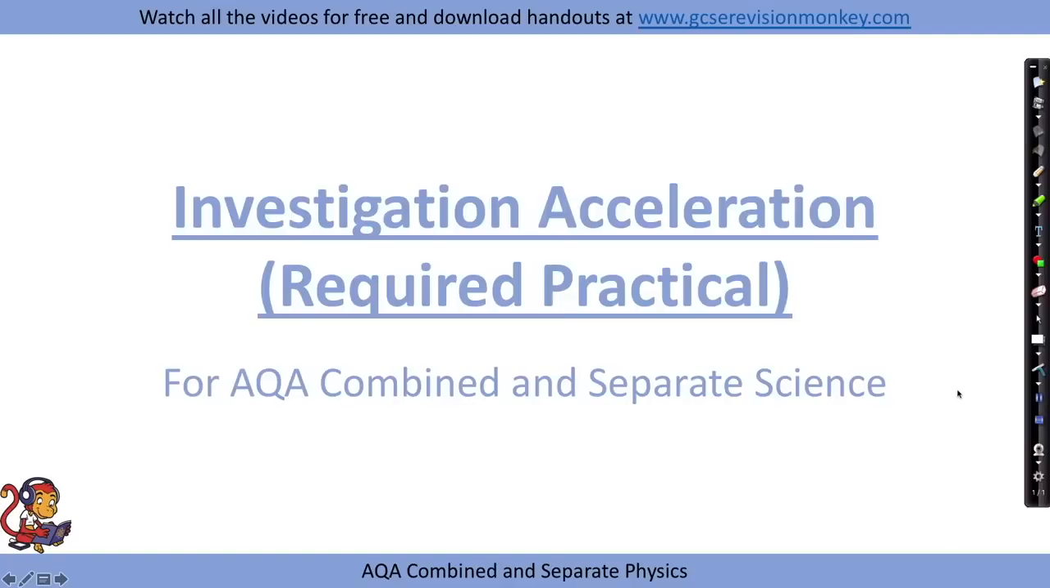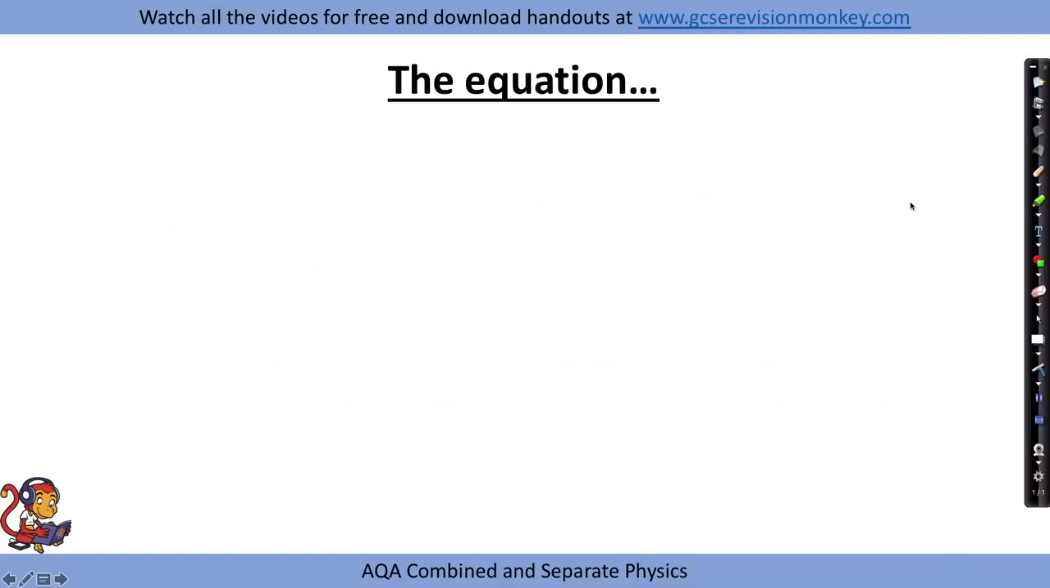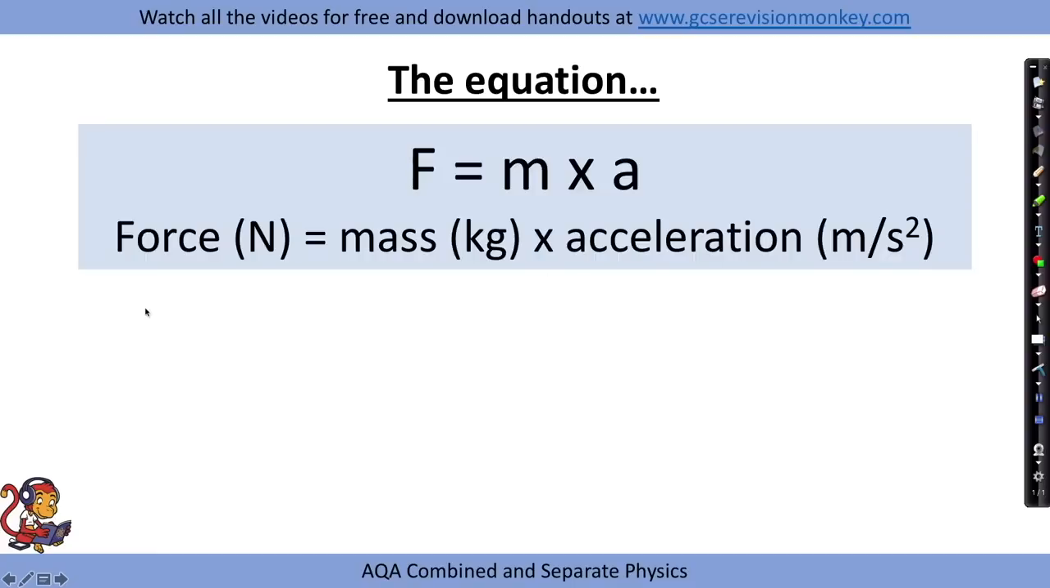Investigating acceleration required practical. So for this practical, we're going to need the equation that links force, mass and acceleration, and that's our F equals ma equation. Force in newtons equals mass in kilograms multiplied by acceleration in meters per second squared. So, in essence, for this practical, if we're investigating acceleration, this is what we need to measure. This is going to be our dependent variable.